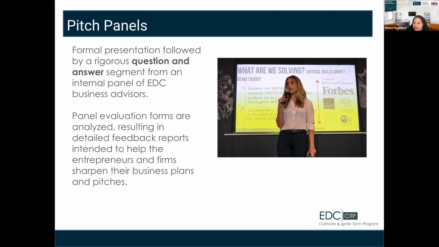The panel evaluations are analyzed, and we give them detailed feedback and help on different areas they need to work on: their pitch, their business model, and the gaps they may have as they are building their business. Again, our goal is to make sure they're getting their pitch really sharp and ready for what could be a real presentation in front of a funder or a partner, or even if they're pitching to another team member they're looking to onboard to their team.